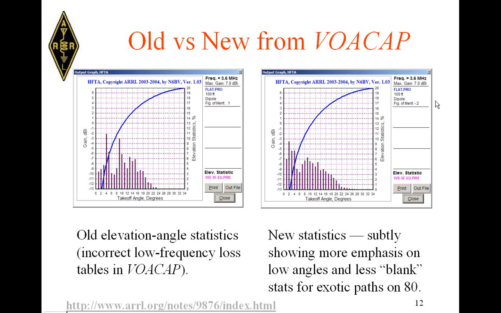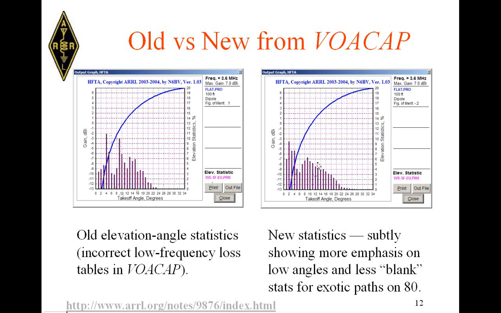Let's see if I can get my cursor going here. Okay, 80 meters. What this is saying is that at 4 degrees elevation angle, about 11% of the time that the 80-meter band is open, in this case from W6, from San Francisco, towards the European continent on 80 meters, 3.6 megahertz, the angle is at 4 degrees. It's a very low angle that's happening. The secondary peak would be about 10% of the time, occurring at 9 degrees elevation angle.